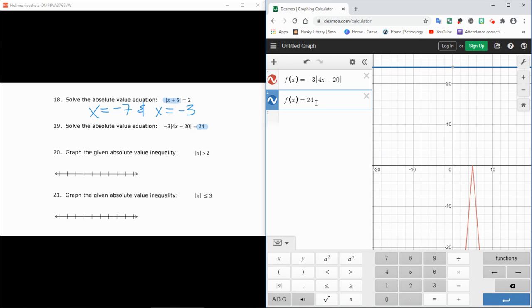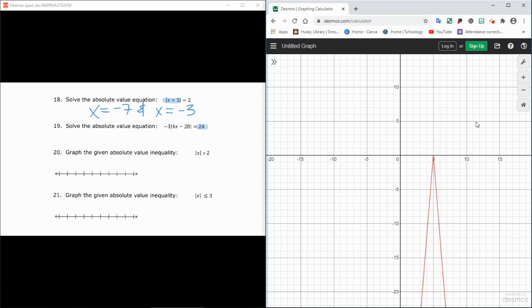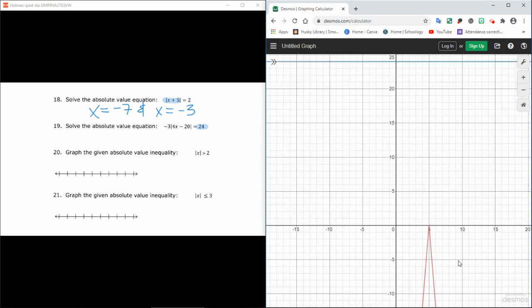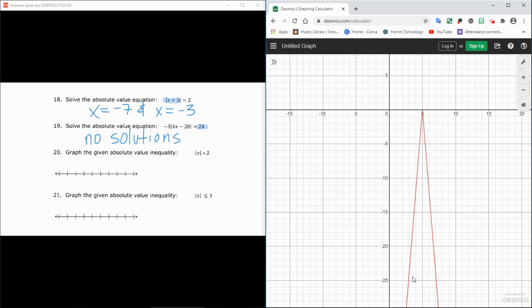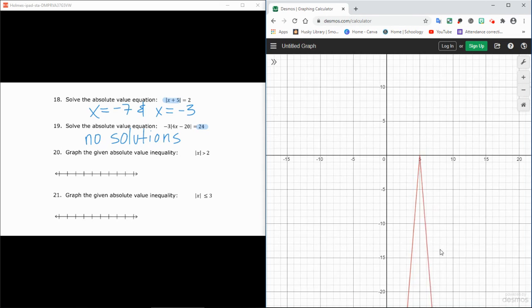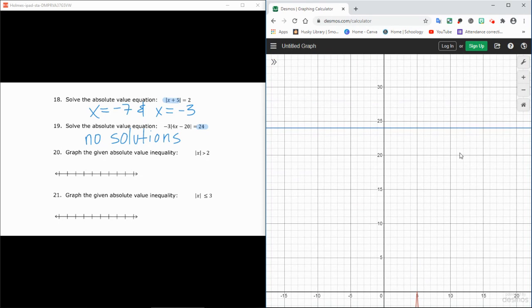As long as you write it as two separate ones, you can see the two different lines and you can check to see if they intersect. So by the looks of it, we have the function down here in the bottom, the other one, 24, on the top. This has no solutions. Because they don't intersect, there's no solution. There's no point ever where this function will equal 24. This function can equal -24, but it will never equal positive 24 because it's pointing downward while this one is on the top.